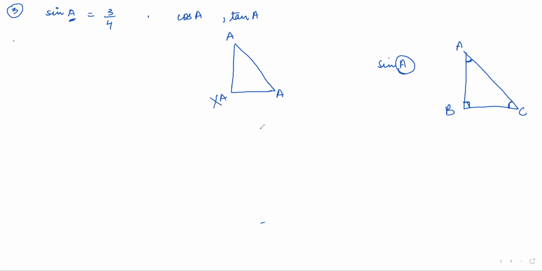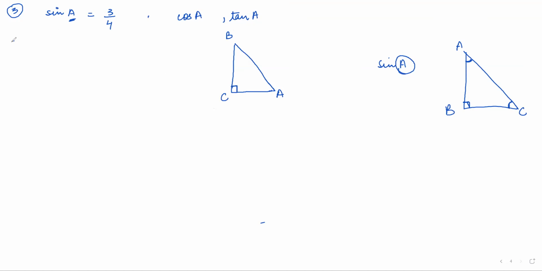Because the figure is not given, you have to take it accordingly. You cannot take your A here because it should be one of the acute angles. So wherever you wish, you can take. So I'm taking my A here, right? Now B and C, you can take anywhere. Let's say this is B, this is C. And this angle is 90 degree. Okay. Right?